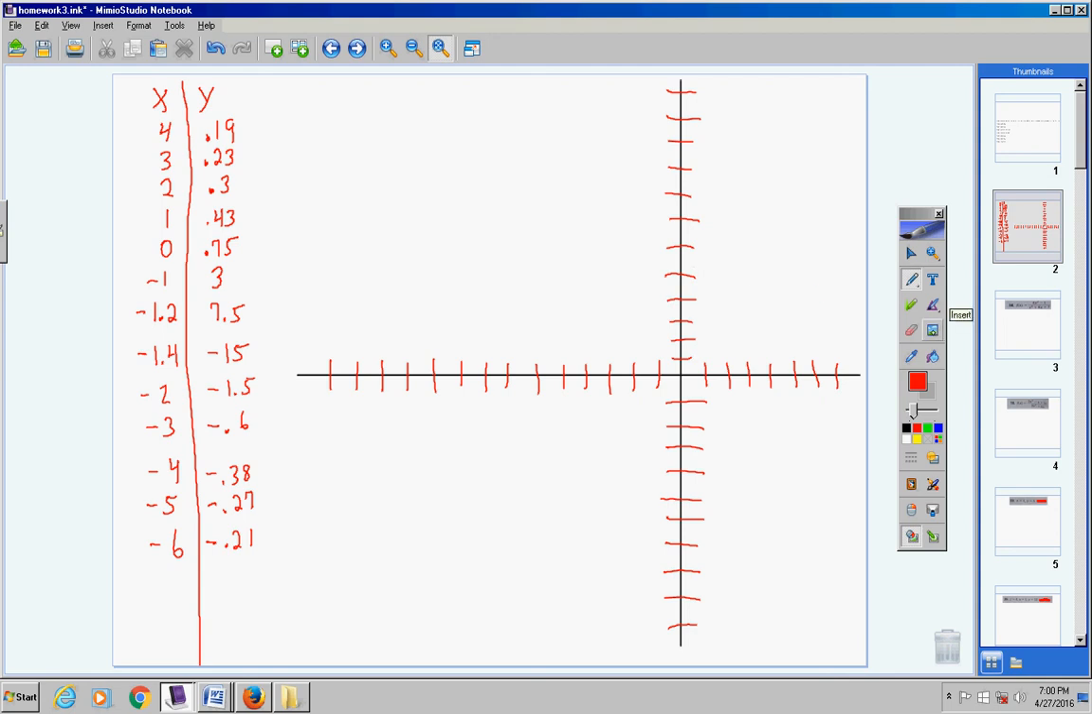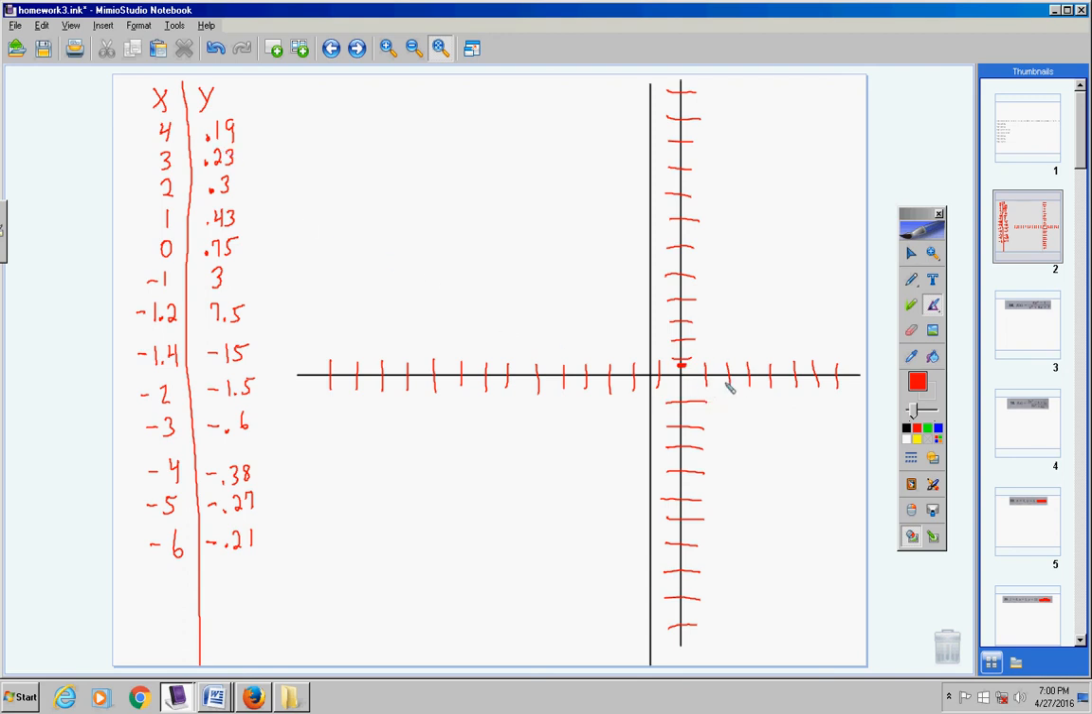I'll use a different color here. I'll use black for my asymptotes. So I have a vertical asymptote at negative 1 1/3, so we'll put that negative 1 1/3. Horizontal asymptote, of course, is right here on the x-axis. And I have a y-intercept of 3/4. So there's my y-intercept, and we're good to go.